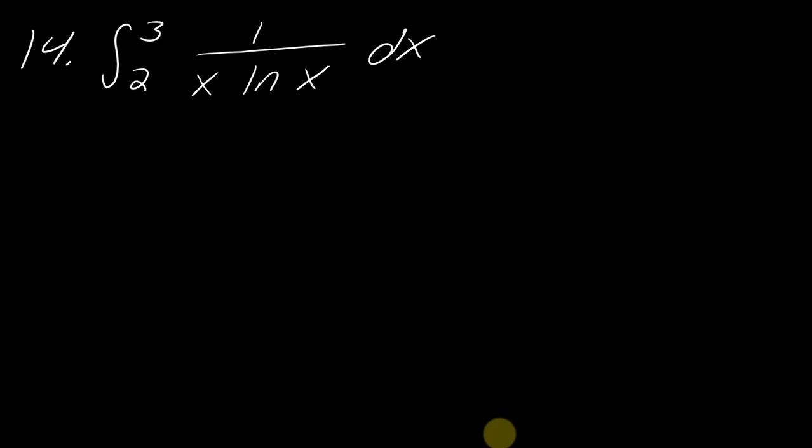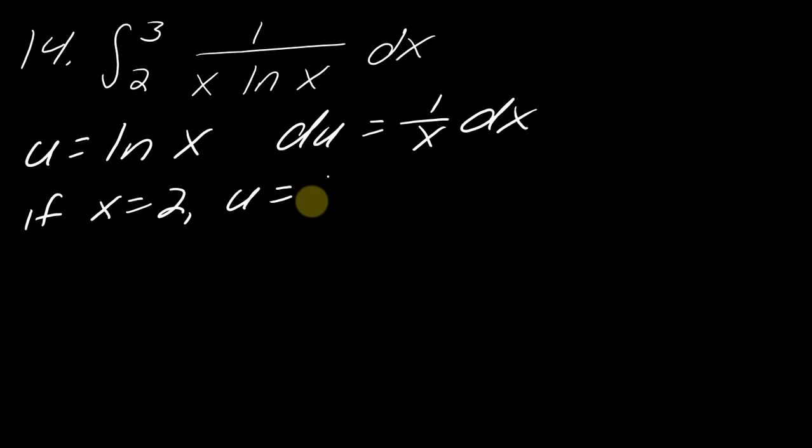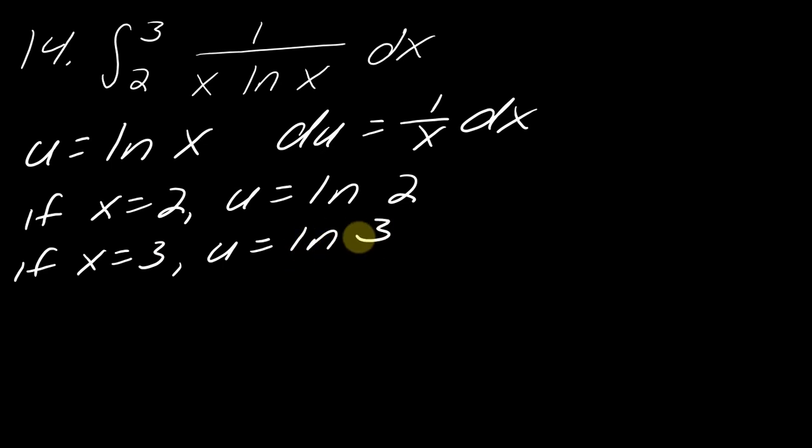Okay, so for number 14 here, this is a pretty classic substitution example. So in this case, my u will be the natural log of x, and my du will be 1 over x dx. And then I also want to change my limits of integration. So if x equals 2, then my u will be the natural log of 2, and if x equals 3, then u will be the natural log of 3. So I can go ahead and make these substitutions then.